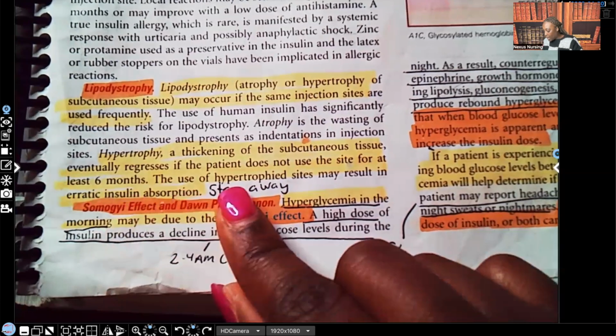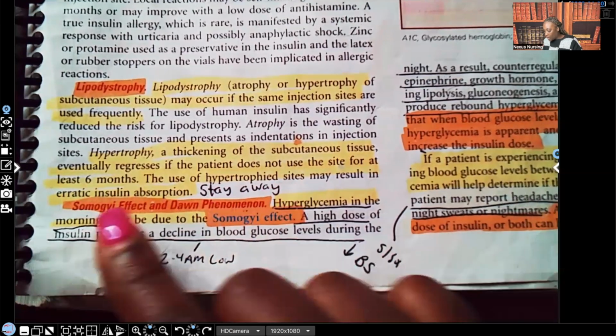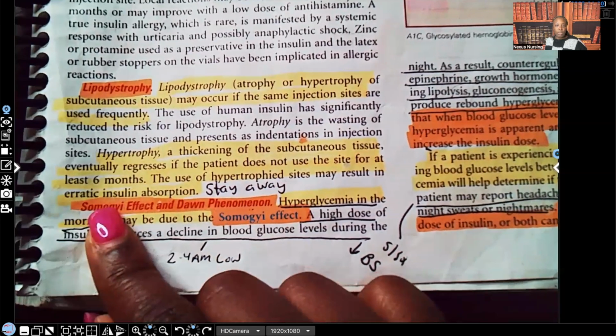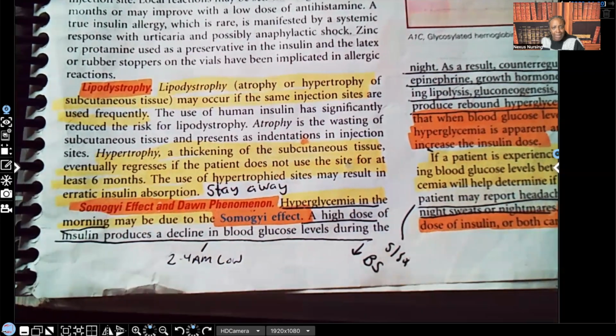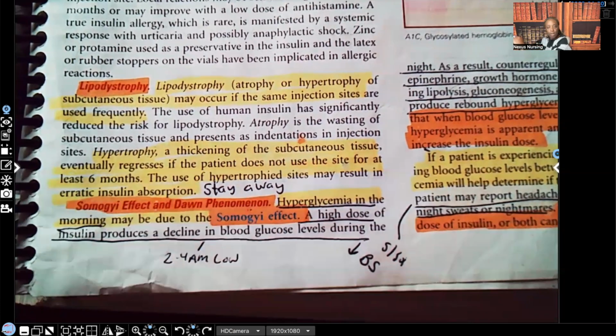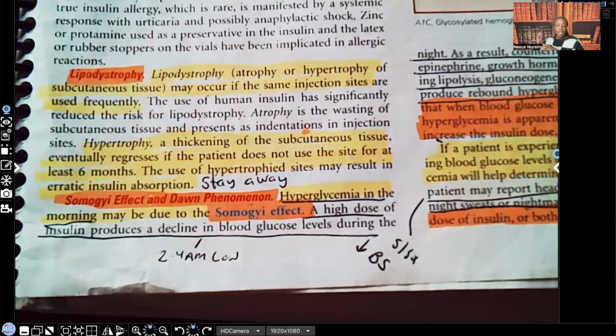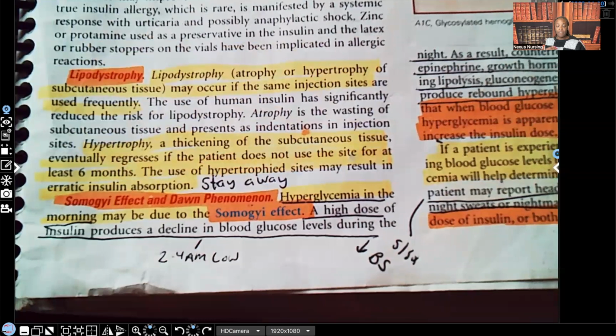The use of hypertrophied sites may result in erratic insulin absorption. Why? Because that area is now hard. You think the insulin is going to be absorbed the way it used to? No. Okay. So you want to stay away from that area. If it does become hypertrophied, like the book says, you want to wait 6 months before you start rotating sites in that area again. Give the body a chance to heal in that area.